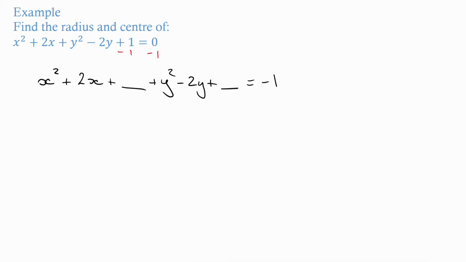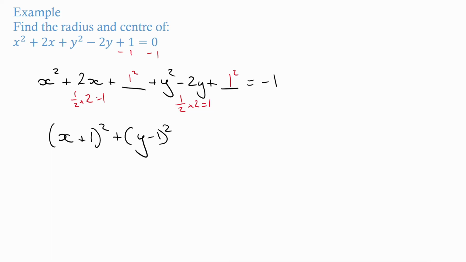So remember, when you're completing the square, we want to half this number here. Half of 2 equals 1, so I know I'm going to get 1 squared here. Same over here, 1 over 2 times 2 equals 1, so I know I'm going to get 1 squared there as well. Now this becomes x plus 1 squared, and over here we get y minus 1 squared, and I know that's a minus here because that was a minus there.